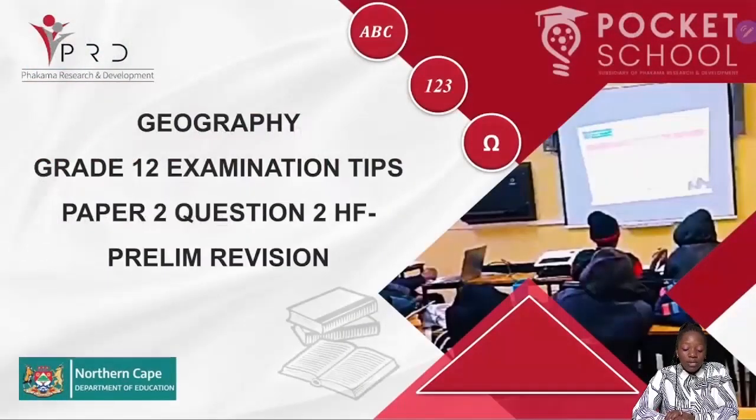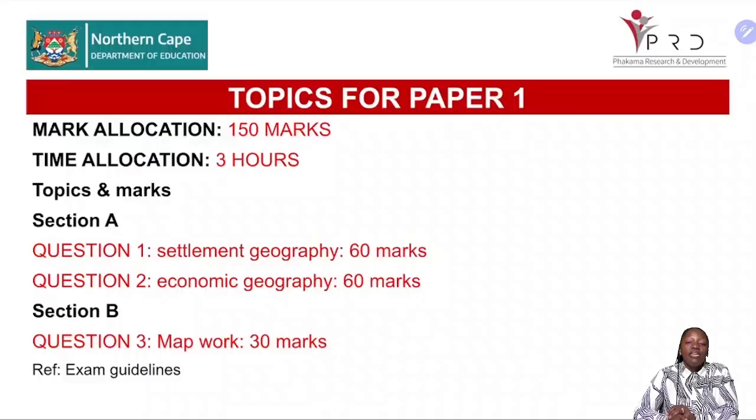In our examination tips, we're going to start with the structure of your paper. We're looking at the mark allocation, which is 150 marks, and the duration for your paper will be 3 hours. Your question paper has 2 sections, section A and section B. Under section A, you will have question 1 and question 2. And under section B, you will have 1 question, which is question 3.